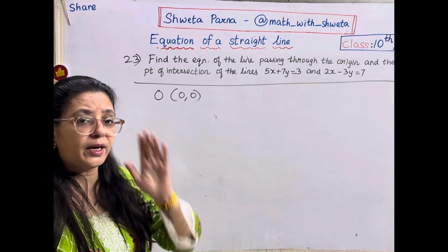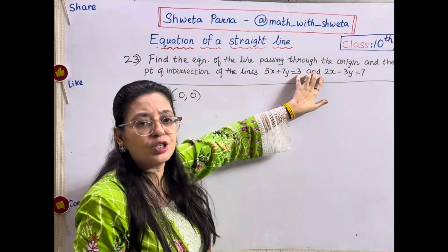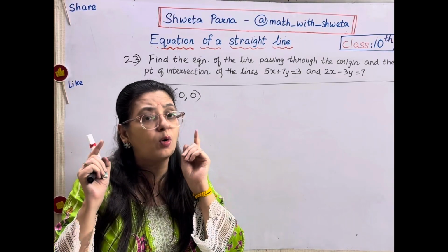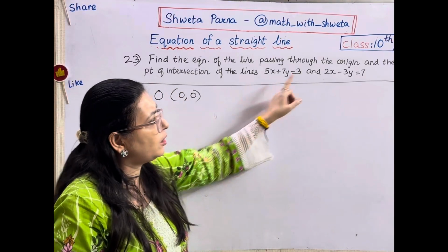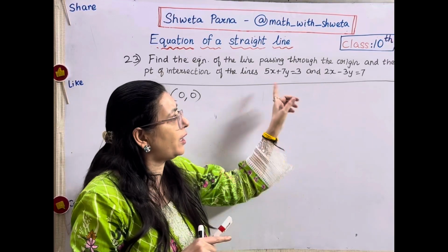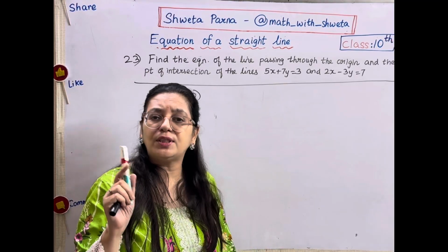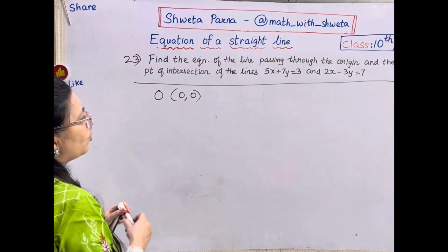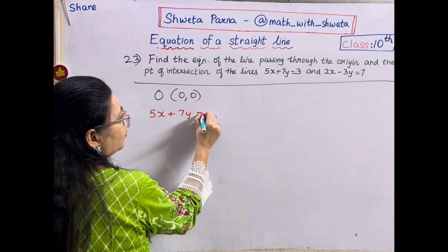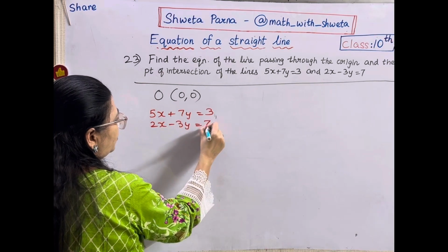So we have to find the equation of a line which passes through the origin and through the intersection of these two lines. The point where these two lines intersect, that coordinate we'll first have to find. Now since two equations are given to you, how will we get the point of intersection? By solving these two equations and getting the values of the coordinates, which is x, y. Okay. So let's solve these two equations first. 5x plus 7y is equal to 3 and 2x minus 3y is equal to 7.